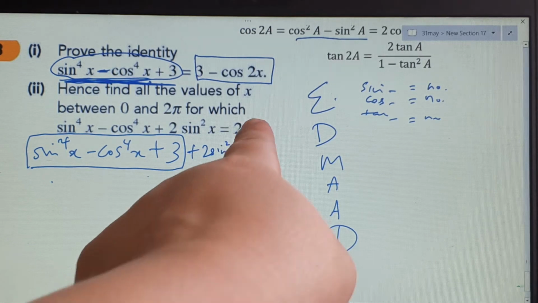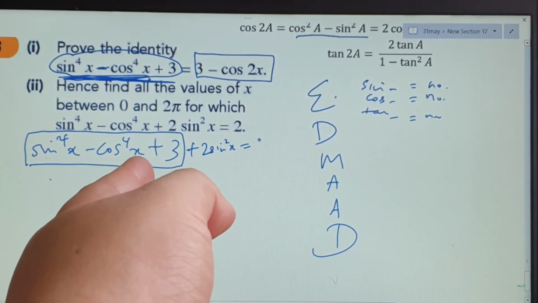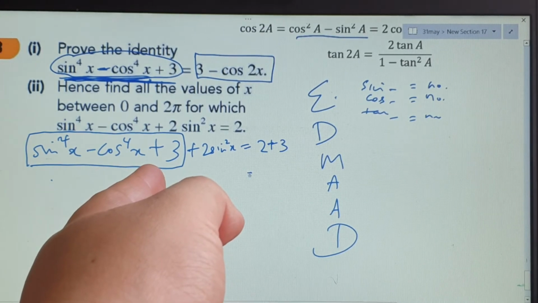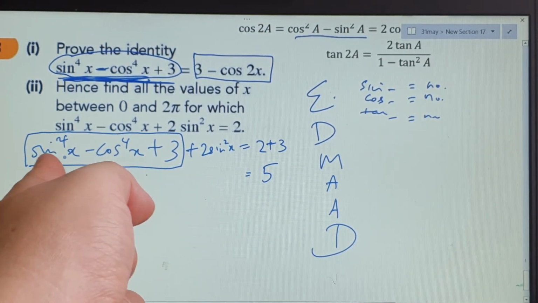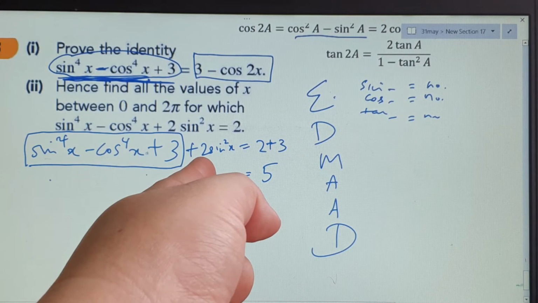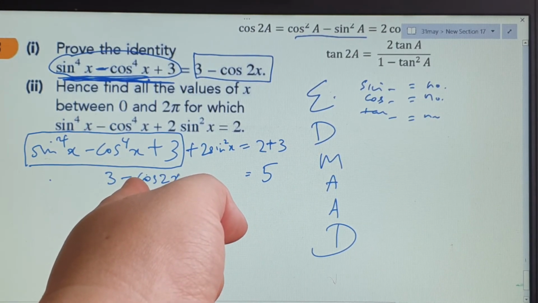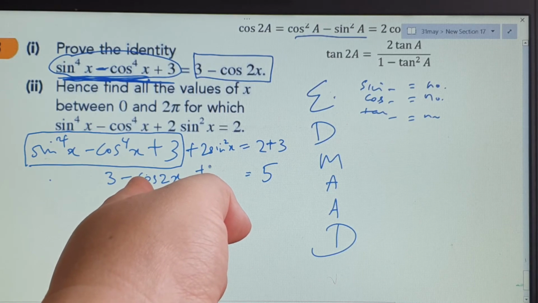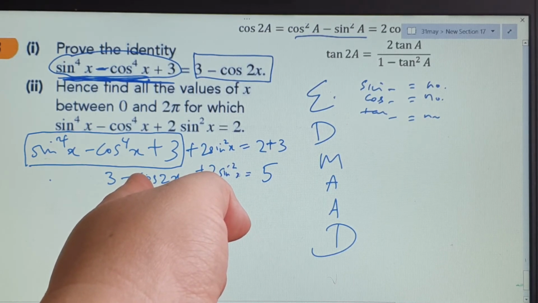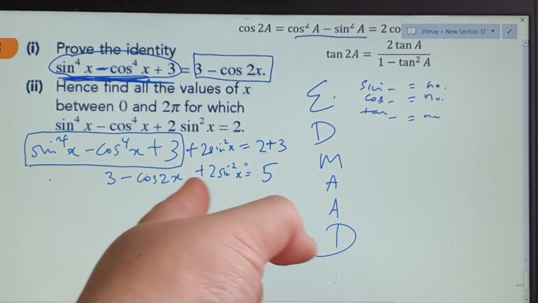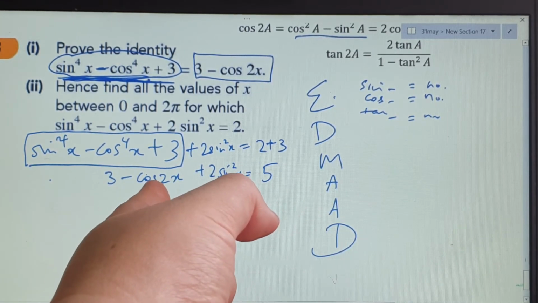So we must plus 3 on the other side. So I get 5. 2 plus 3 is 5, right? So this is 5. And this whole thing will be 3 minus cos 2x plus 2 sine square x. Then you ask me, "Ayo, like that how to solve? Very complicated, right?"